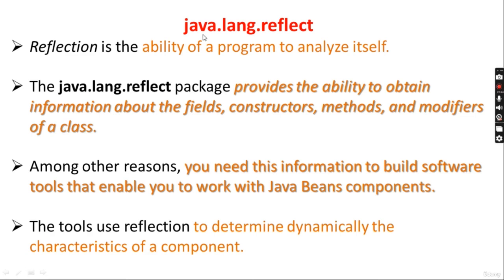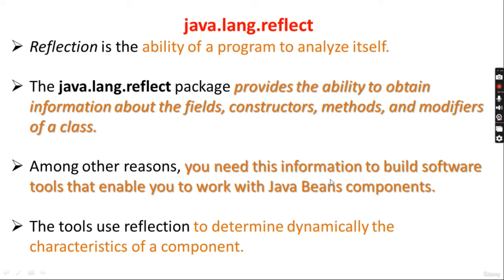Then reflect. Reflection is the ability of a program to analyze itself. The java.lang.reflect package provides the ability to obtain information about the fields, constructors, methods, and modifiers of a class. So the program will analyze itself; it can reflect on itself like a mirror. It can analyze its own fields, constructors, methods and modifiers.